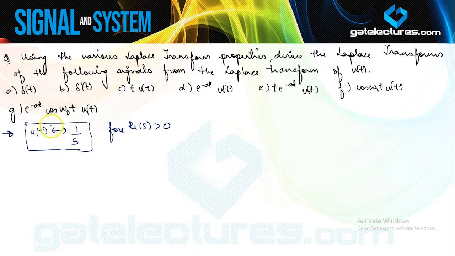That is, you need to relate these signals to u(t) in the time domain, and correspondingly, using the properties of the Laplace domain, you have to find the Laplace transform of these signals. So look at the first signal.